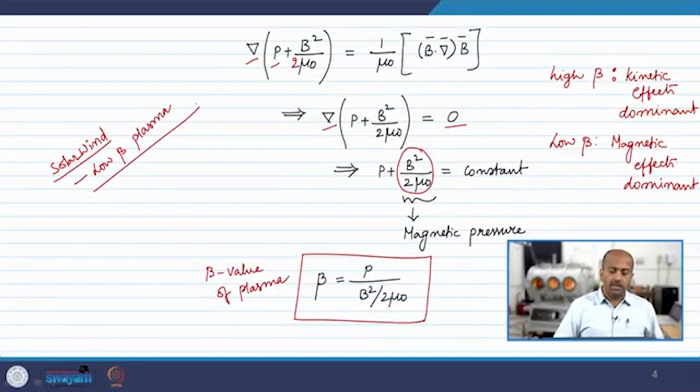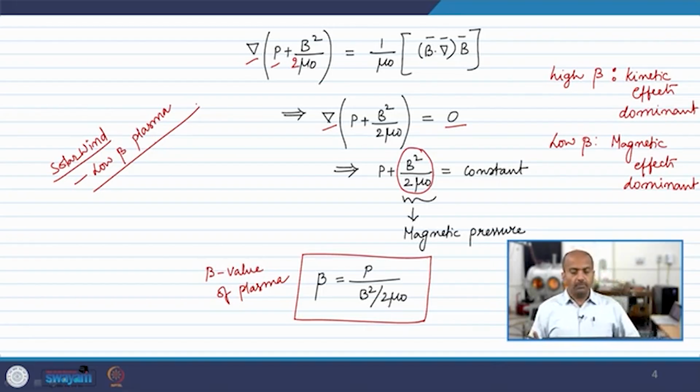For reference, solar wind, a plasma flowing away from the sun constantly, is referred to as a low beta plasma. So, whenever you are studying solar wind, its magnetic properties are worth attention rather than the kinetic properties, right.